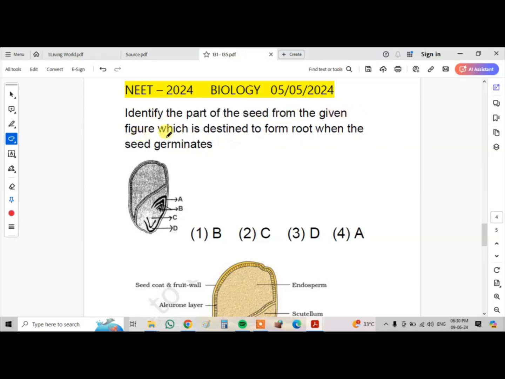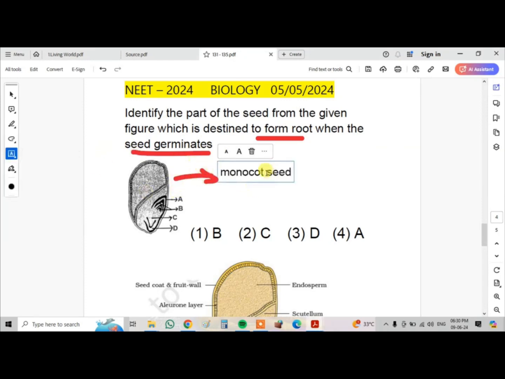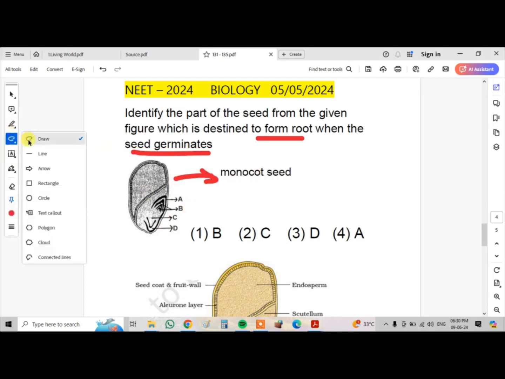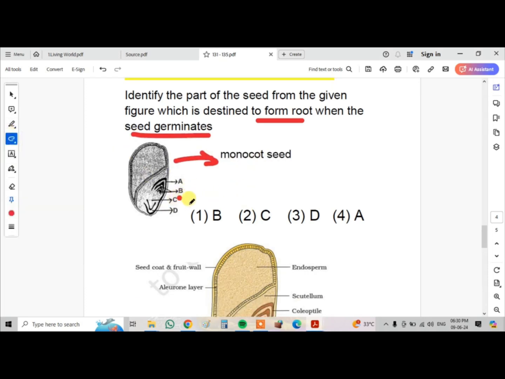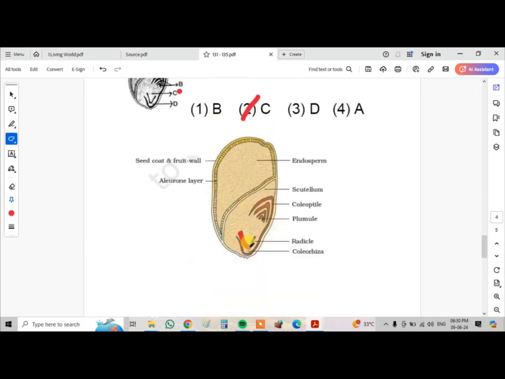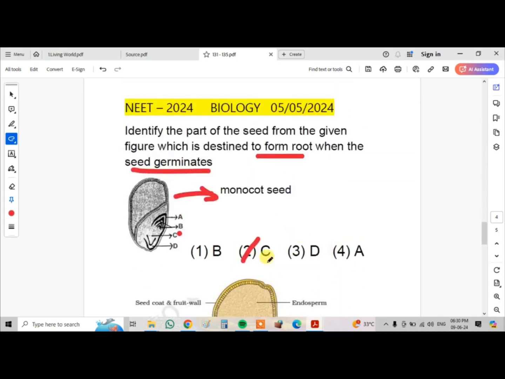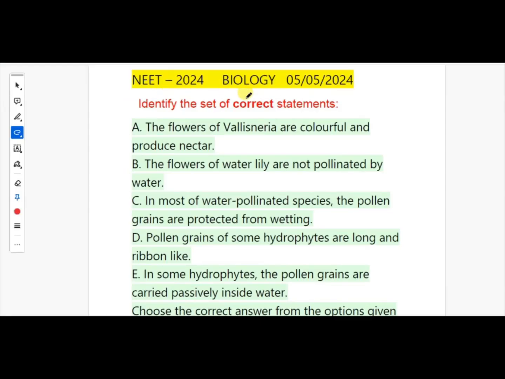Identify the part of the seed from which the figure is distinct to form the root when the seed germinates. The given figure is the seed of the monocot, and please clearly observe that here near the point C the line is known as radicle, which further germinates as a root from the seed. Option 2.